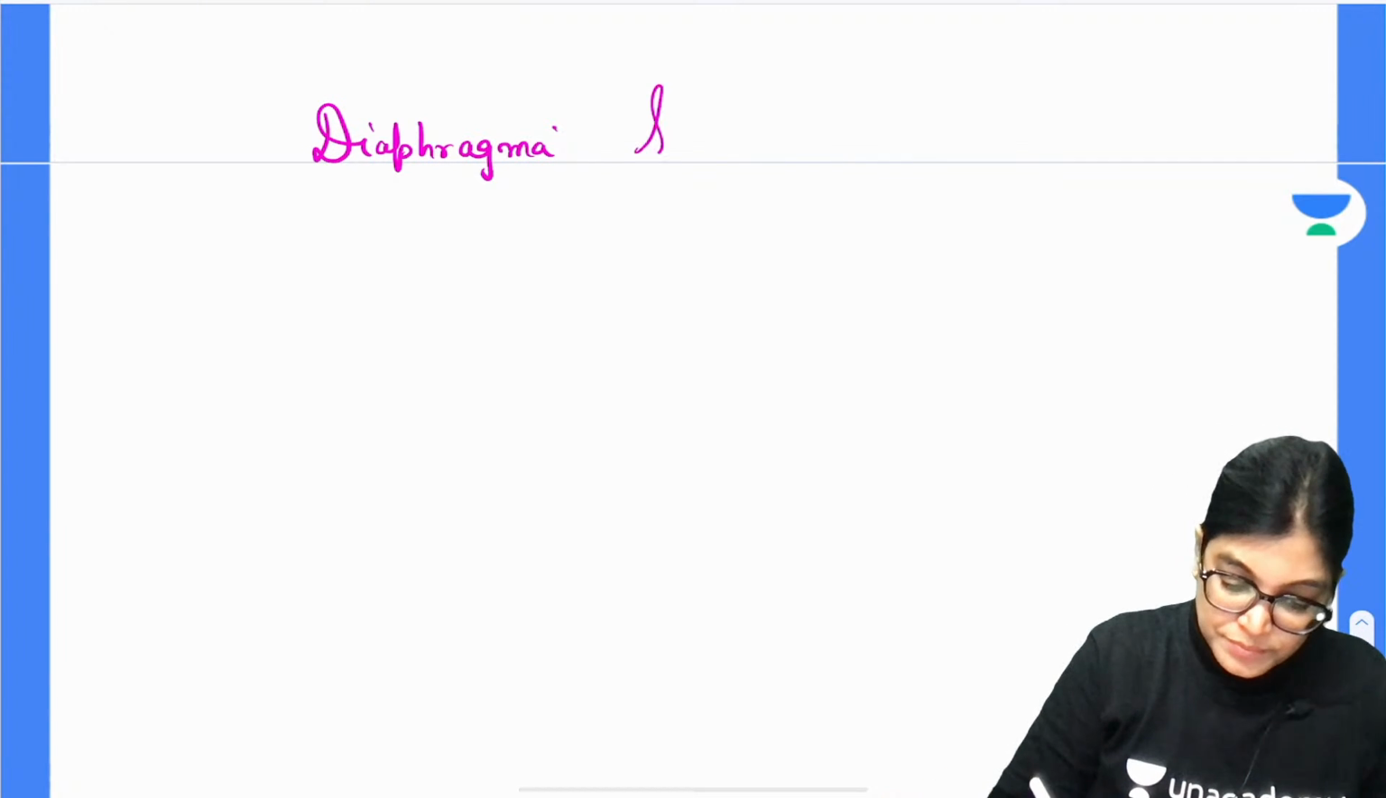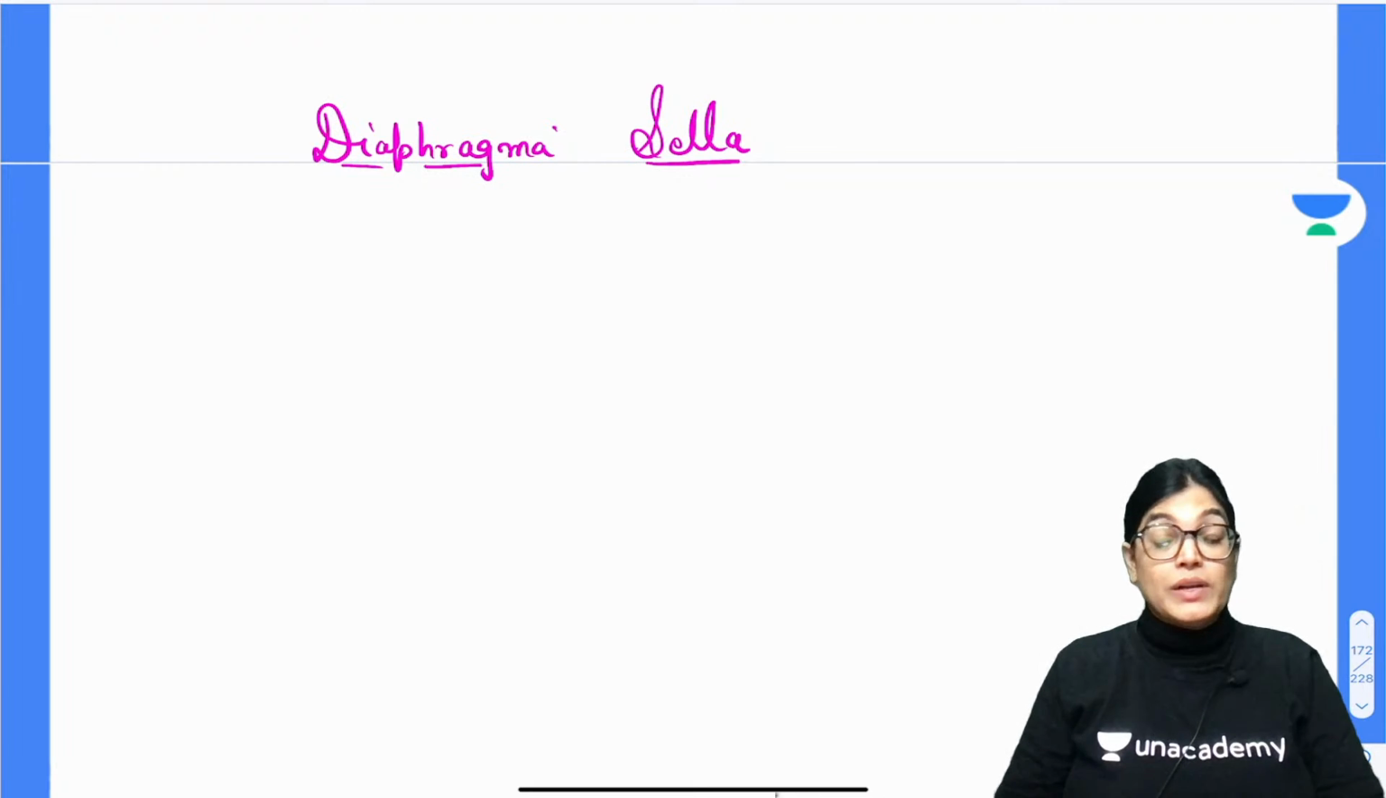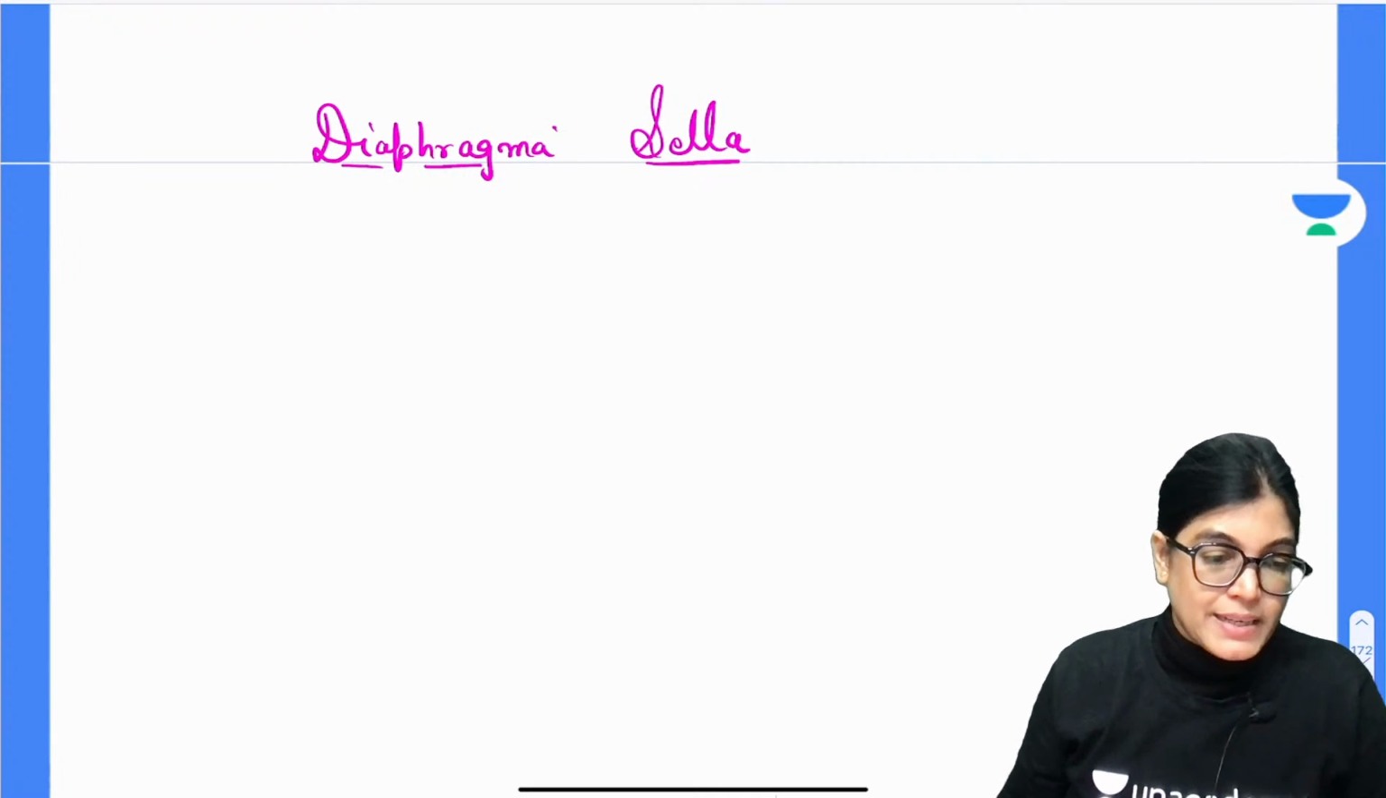Diaphragma sella. You can also revise any number of times whenever you want. You will have these images and you can take snapshots, my dear aspirants.